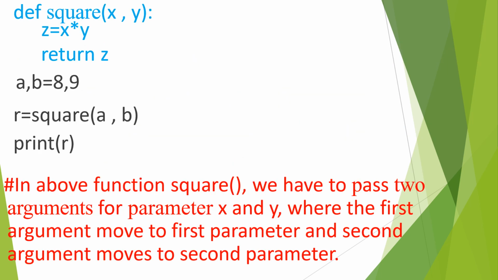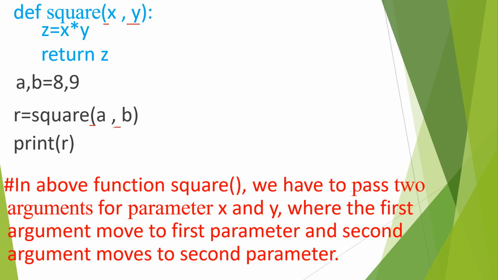Like in this example, I am using two parameters x and y and I am sending two arguments a and b at the time of function call. When we are calling the function, the argument a would get copied into the parameter x and the argument b would get copied into the parameter y. The code will run successfully because the number of parameters present in the function header is equal to the number of arguments passed at the time of calling.